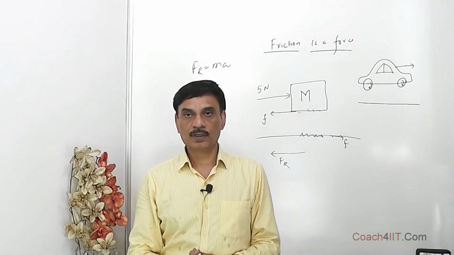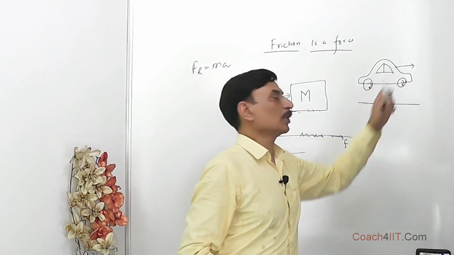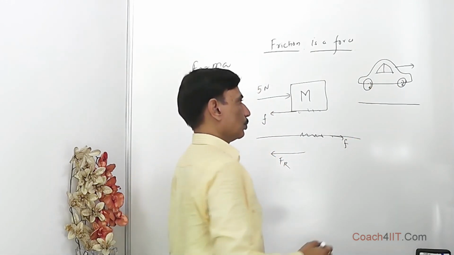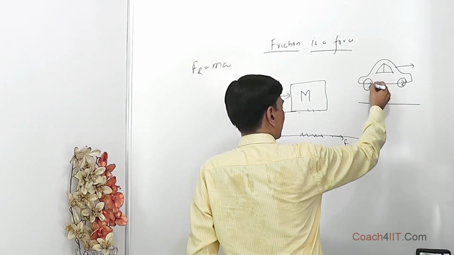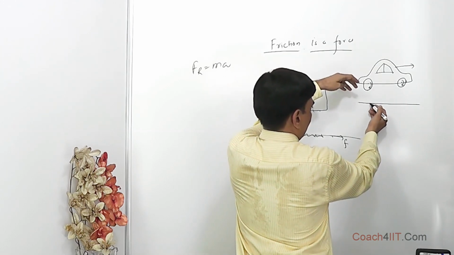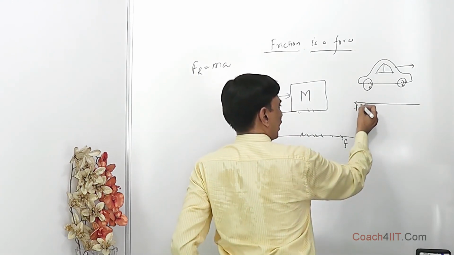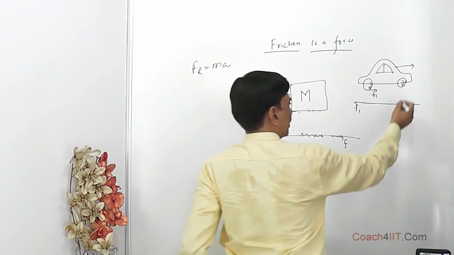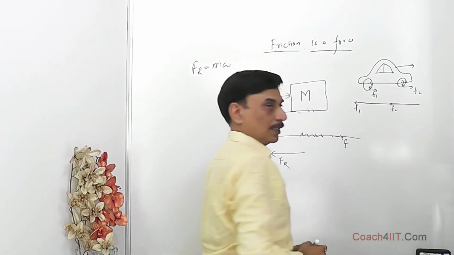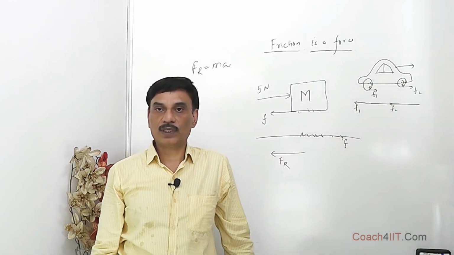The other simple example could be how a car accelerates or decelerates. Initially the car is stationary and it starts moving in this direction. Suppose both the wheels are powered. Then this wheel tries to rotate this way. When it tries to rotate this way, the portion in contact with the road pushes the earth in the backward direction, and the earth pushes this wheel in the forward direction. The same thing happens for this wheel. It is because of these two forces that this car accelerates in the forward direction.